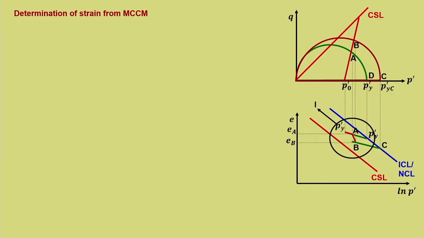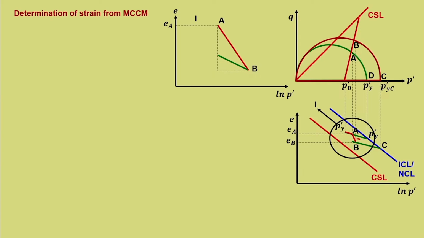Before that, I will show the expanded view of this particular circle, which is denoted as I. So, E, L and P dash, we are just focusing on the part I. So, A, B, which is this, is represented by this line, and there is unloading that is happening. So, if you consider this, EA, EB is the void ratio and the points are EF.